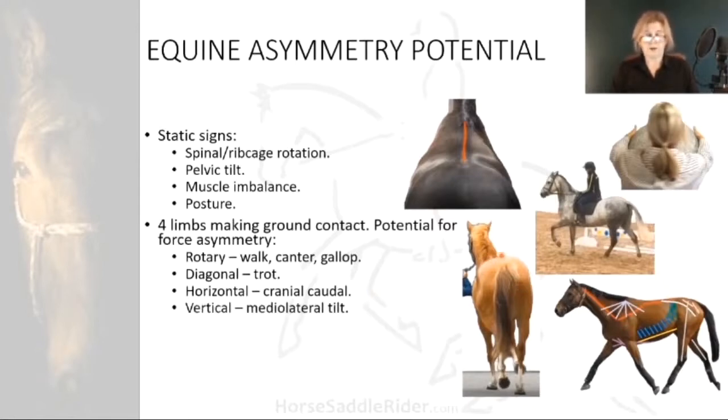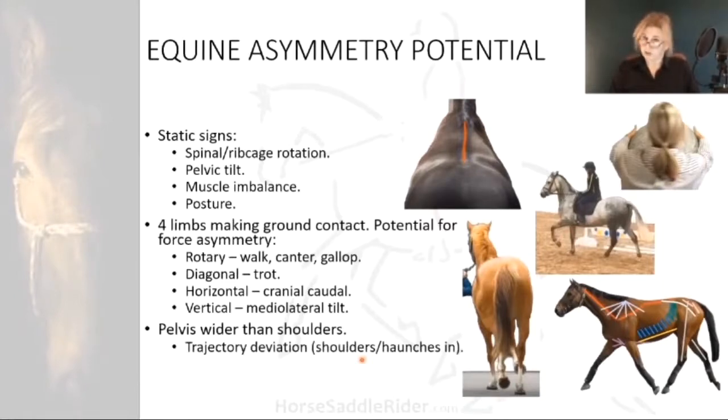Vertically, you may have a mediolateral tilt. The pelvis is wider than the shoulders, so as one of the hinds pushes, the horse may fall out one side compared with the other, and that is simply because it's built with more bulk on the pelvis muscularly than it is on the shoulders, although the head can be implicated there too, which would be a trajectory deviation. So the horse just may not move in a straight line and may move with the shoulders in or the haunches in.